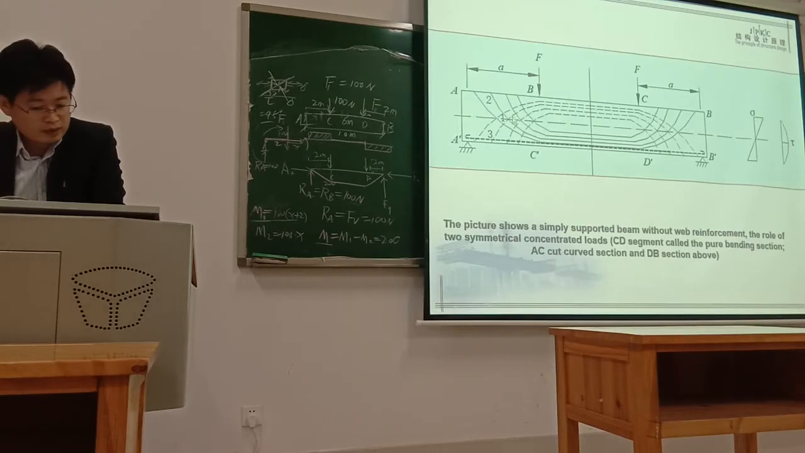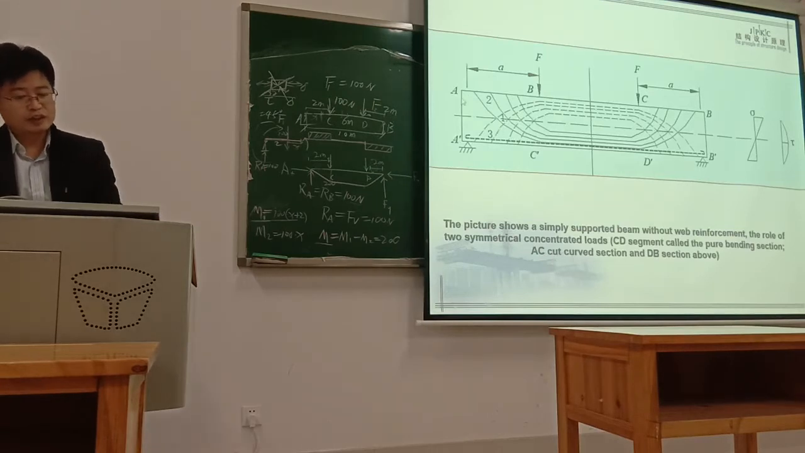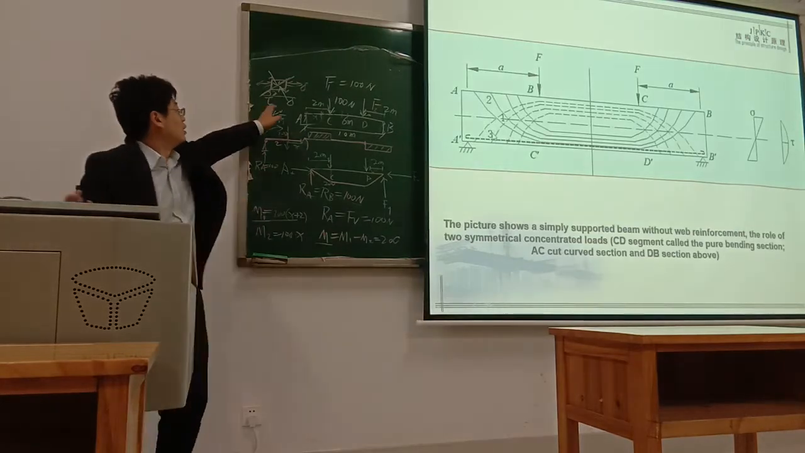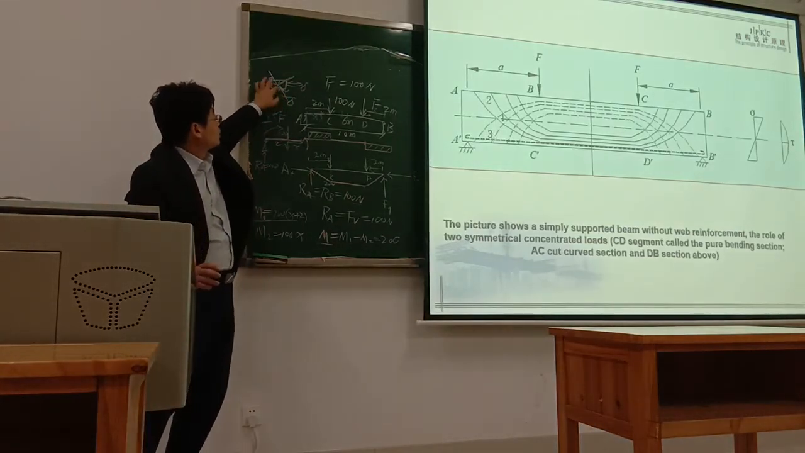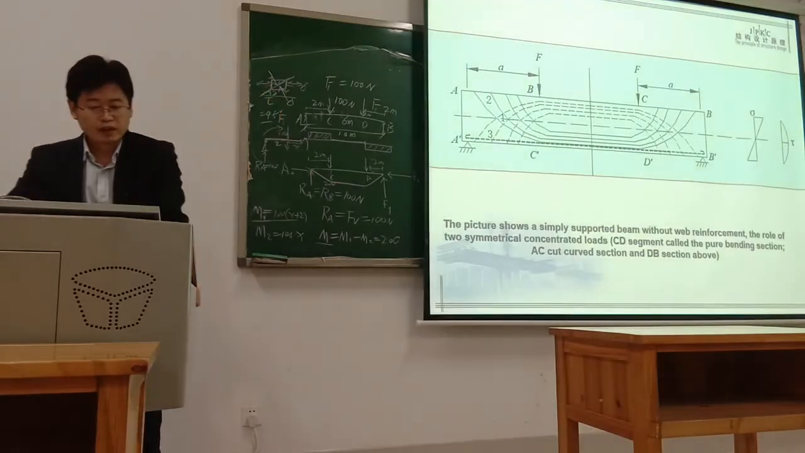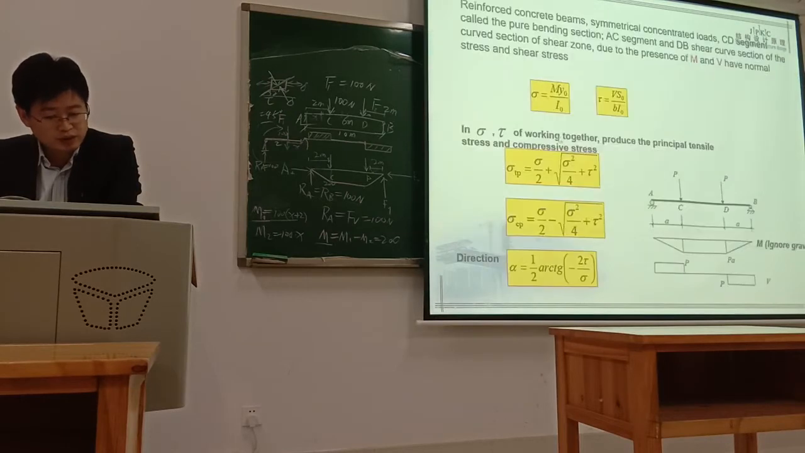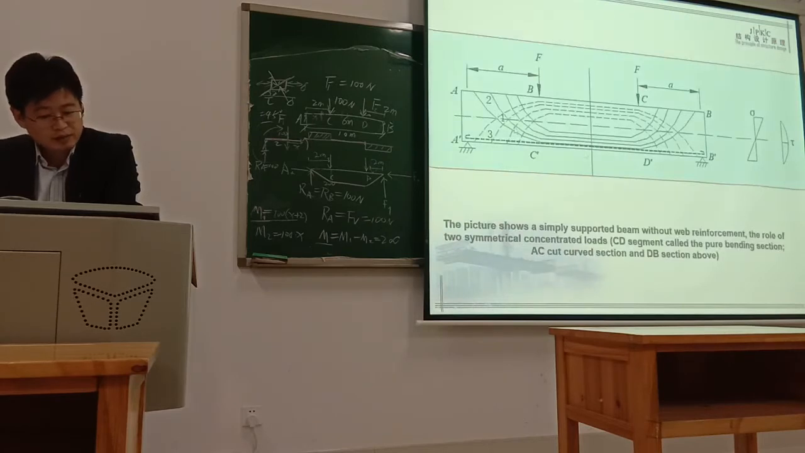So suppose this is the beam. If you draw at the end position the principal direction, this principal stress direction, you'll finally find the principal tensile stress and principal compressive stress distribution is like this.